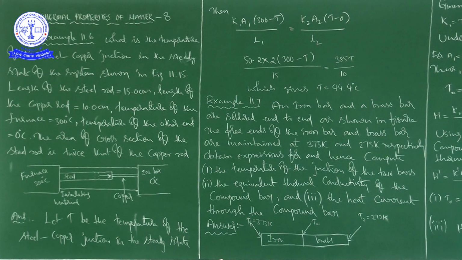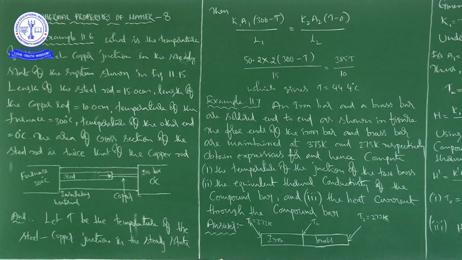Right. In this problem there is a steel copper junction in the steady state. The length of the steel rod is 15 centimeters, the length of the copper rod is 10 centimeters. The temperature of the furnace is 300 degrees centigrade. The temperature of the other end is 0 degrees centigrade.